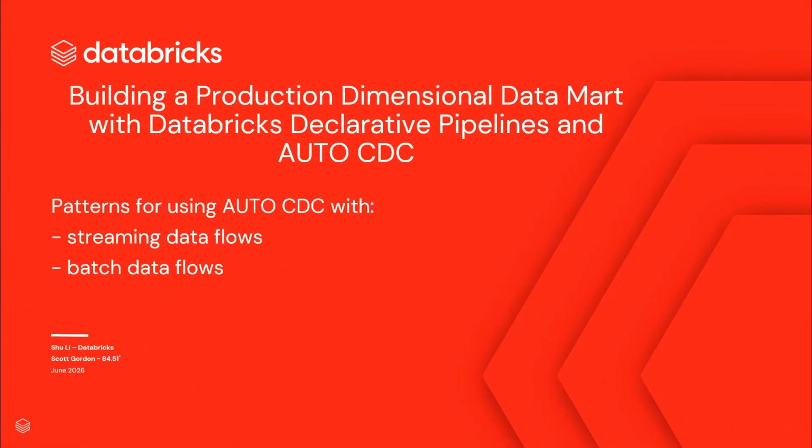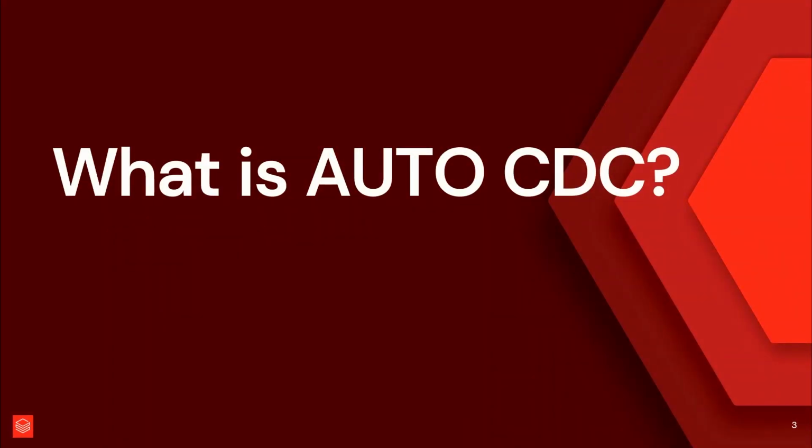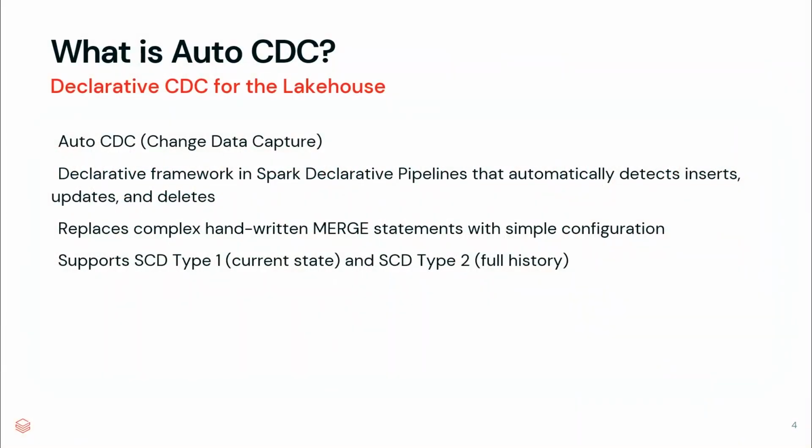We're going to talk about auto CDC, which is an easy button for streaming data flows and batch data flows. Now, what is auto CDC? I know at the keynote, you heard CDC represents continuous data corruption. That's not it. It's continuous change data capture.